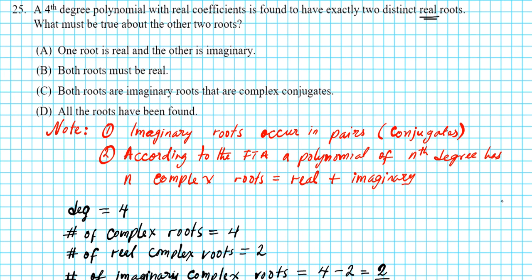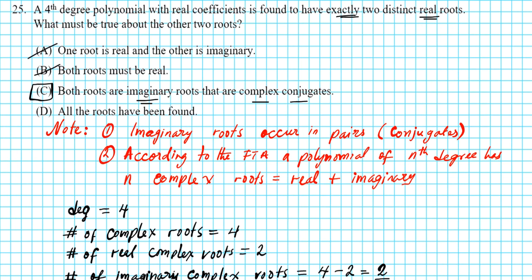So the answer to question 25, let's see, one real root, 1 is real. No, that doesn't make sense because 2 are real. Both roots must be real. It says there are exactly 2 real roots, so the other 2 can't be these 2 because that will make it 4. So option B is wrong. Option C, both roots are imaginary roots that are complex conjugates. Perfect. It tells us that they're both imaginary and they are complex conjugates because imaginary roots occur in pairs.